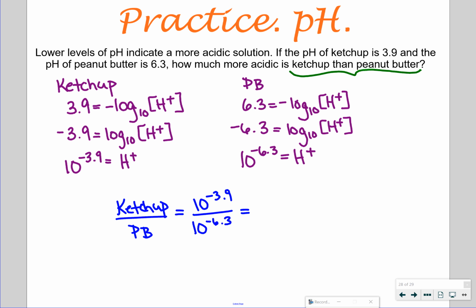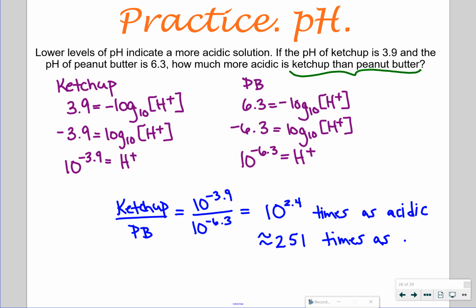Again, this is one of our exponent properties. The base 10 stays the same, and we are subtracting our exponents. Negative 3.9 minus negative 6.3. Be careful with that minus negative 6.3, so it's like plus 6.3. It's going to be 10 to the 2.4 power. So it's 10 to the 2.4 power times as acidic. This doesn't have a crazy weird exponent here with our negative exponents, so let's go ahead and type that in. 10 to the 2.4 power is approximately 251. So it's about 251 times as acidic.